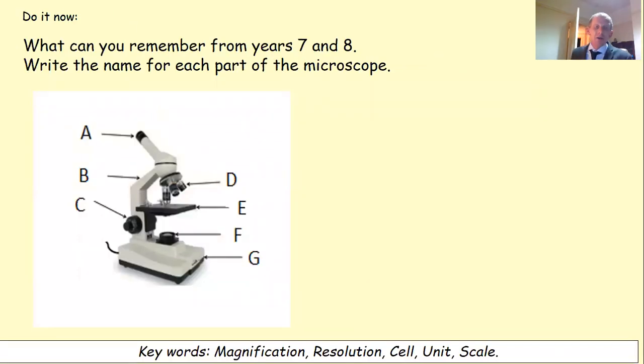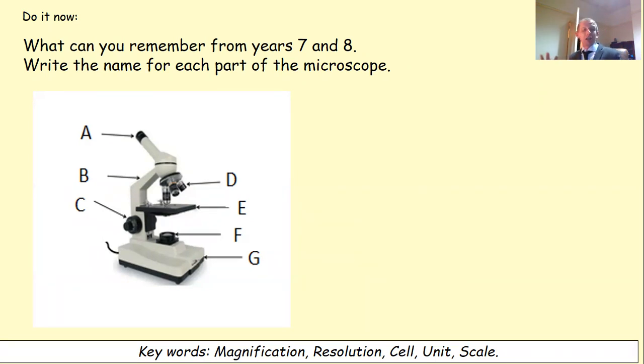So, moving on quickly and promptly. What I'm going to get you to do now is a very quick do it now, guys. This is just a quick recall from years 7 and 8. What I'd like you to do is pause the video, give yourself a couple of minutes, and just see if you can write down the names for each of the parts of the microscope that you can see on the screen in front of you. So pause the video now, have a quick go at that, and we'll go through the answers in a few moments.